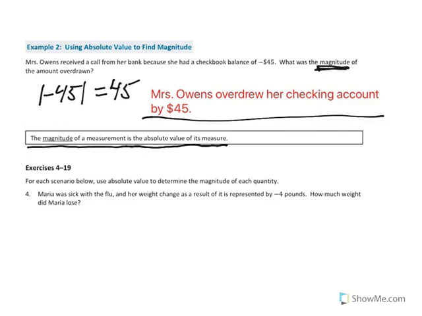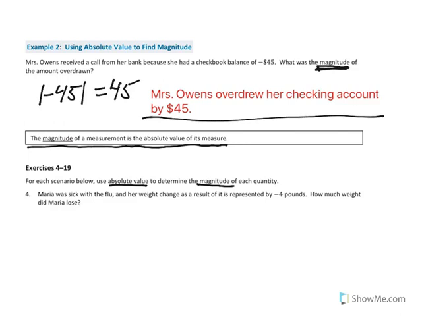All right, exercises 4 through 19. For each scenario below, use absolute value to determine the magnitude of each quantity. Because this is a tough concept for people to understand, we're going to spend some time talking about magnitude and different ways that you could be asked the question of the magnitude. So, starting with number 4.